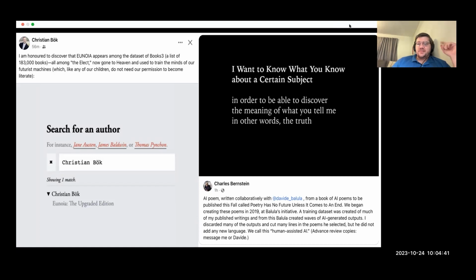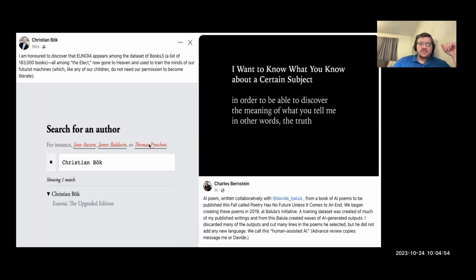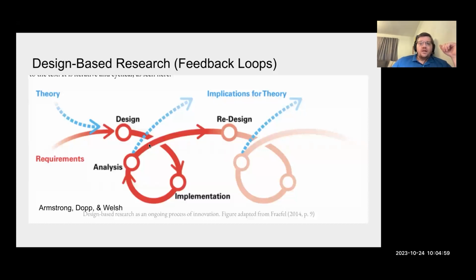And on the right side there, you can see, of course, famed American poet Charles Bernstein, who just recently released what he's calling a human-assisted AI book of poetry. And so even though I'm not talking about literature, these kinds of things are happening in literature, maybe even in creative writing courses as well.